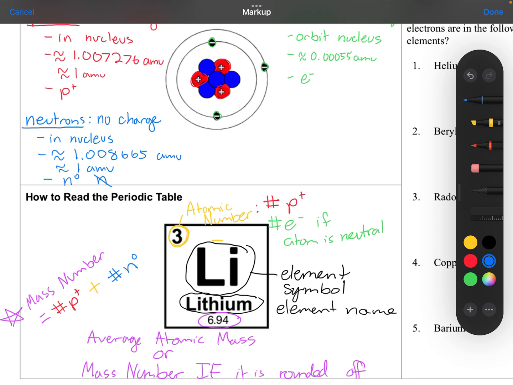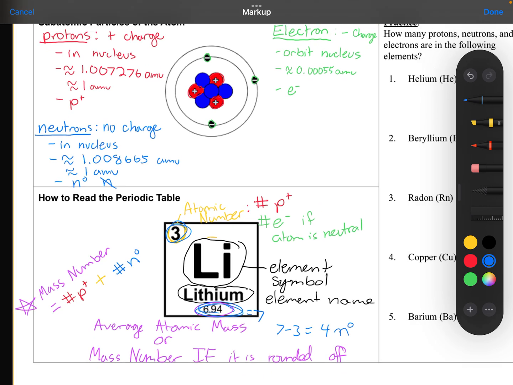All right, so let's say, for example, I wanted to figure out how many neutrons were in the atom lithium. What I would do in that instance is I would take this mass number here. I have to round that off. It's going to round off to 7. I'm going to take that mass number, which is protons and neutrons together, and I'm going to subtract out the number of protons, which is given by the atomic number up here. If I do 7 minus 3, that gives me a total of 4 neutrons.